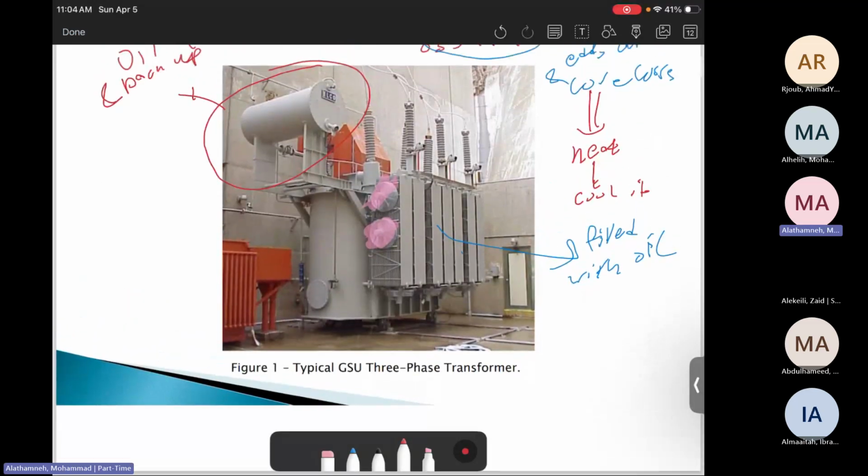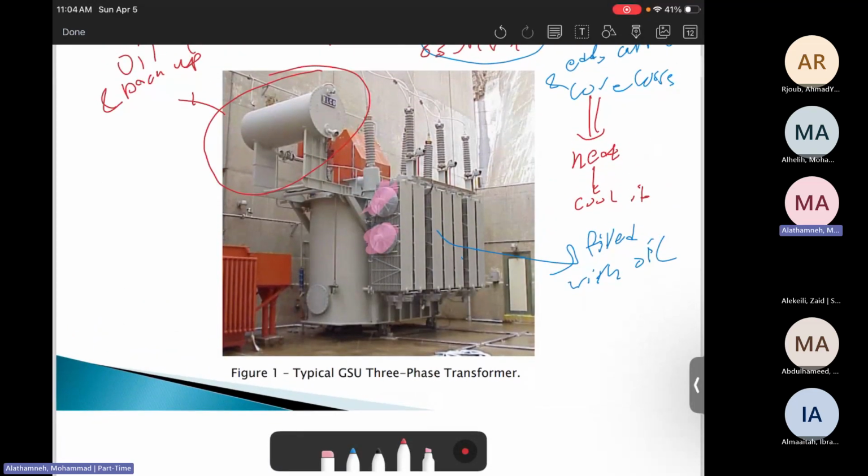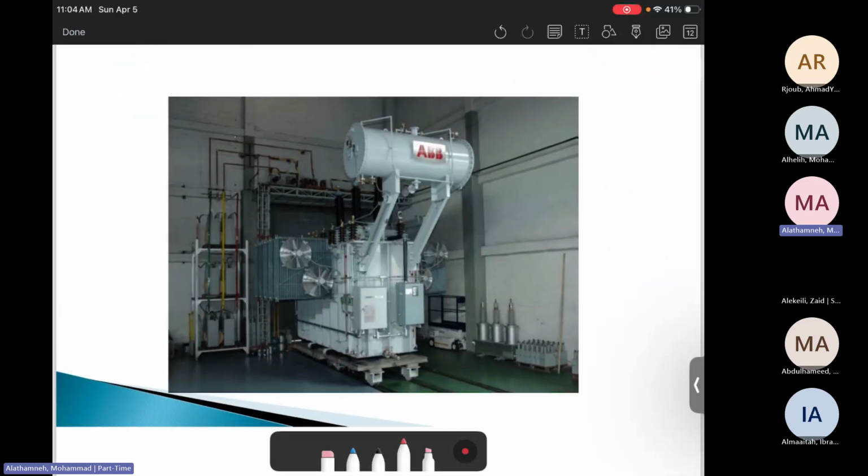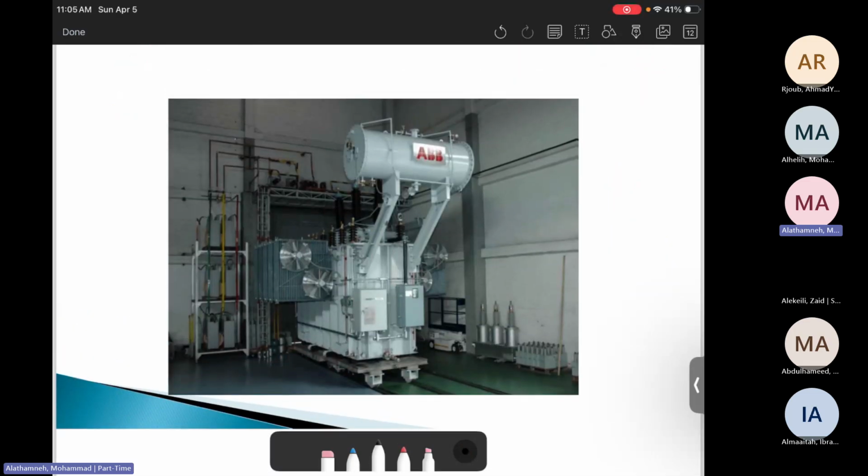Okay, so this is again the power transformer, but this part is called GSU, generator step-up transformer. This is a step-down transformer, which is called step-down power transformer. Yes, it is a power transformer, but it is stepping down.